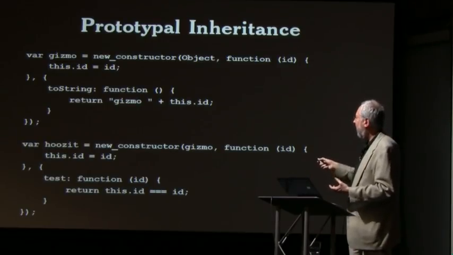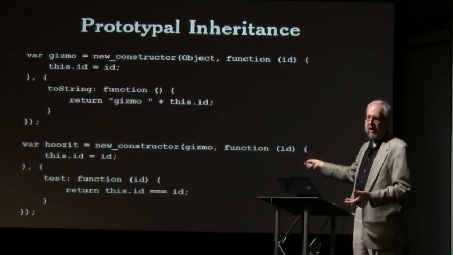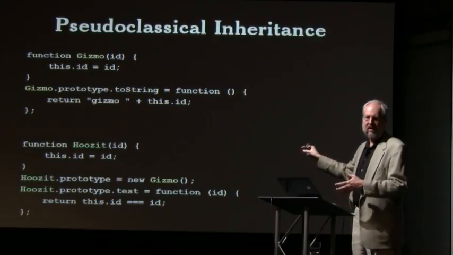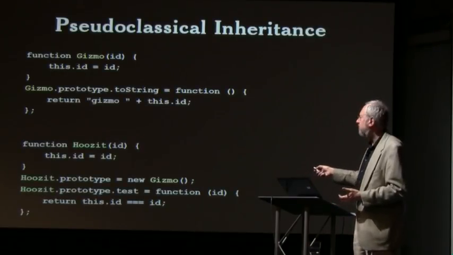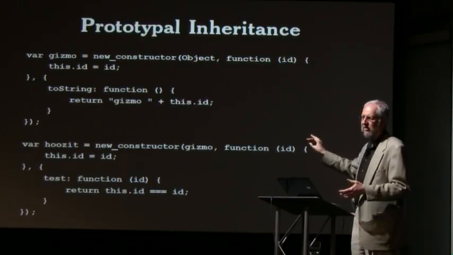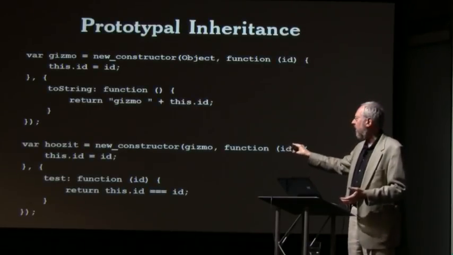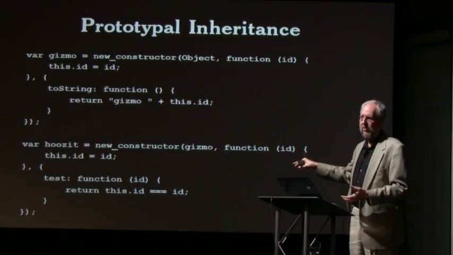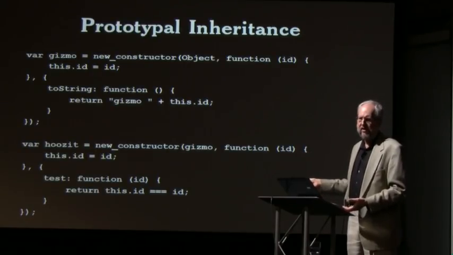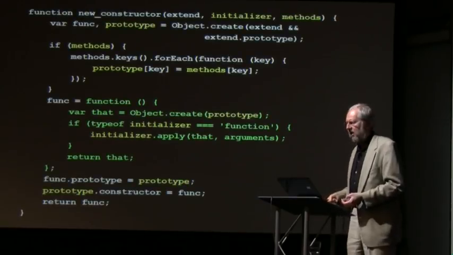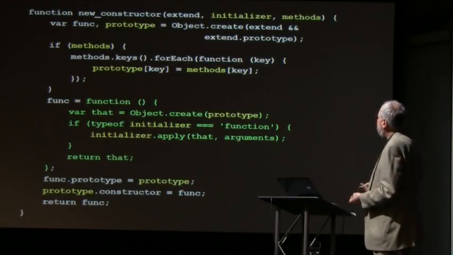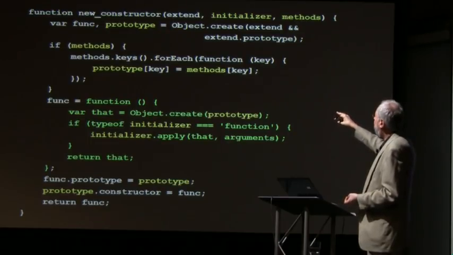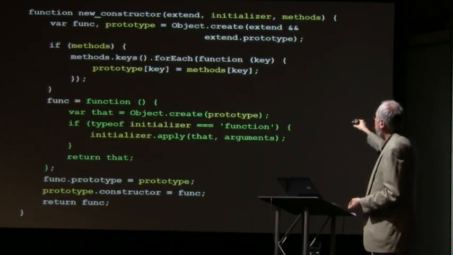So to my eye, this looks a whole lot more rational than that did, with all that stuff hanging out in the weird replacement. So the language doesn't provide the new constructor function that you need to do this, but it turns out it's a really easy function to write. So let's write that function. So function new constructor takes 3 parameters, extend, initializer, and methods.